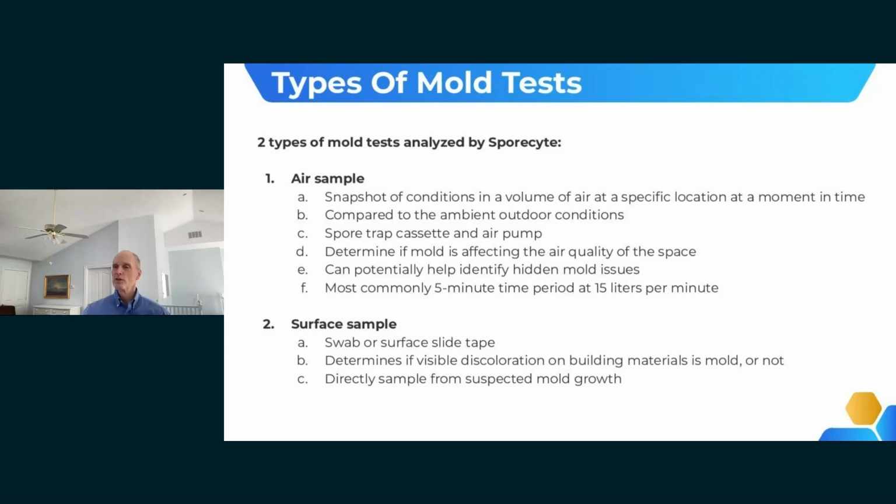For a surface sample, we do the swab or the surface slide tape. That would be if you see some discoloration on the building material, you could determine, is that mold or not mold? Again, sometimes if you can figure out where that water problem is coming from, what's causing that, you might not need to test for that. We don't want you to have to do things that the homeowner or the family don't need. So we don't encourage people to do it just to make money, but to provide a valuable resource for them.